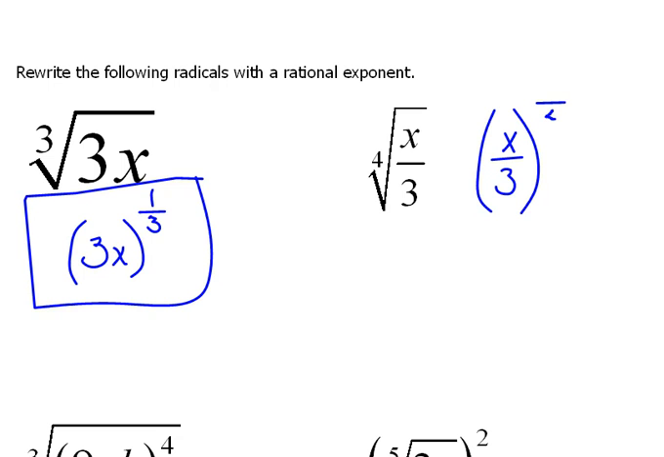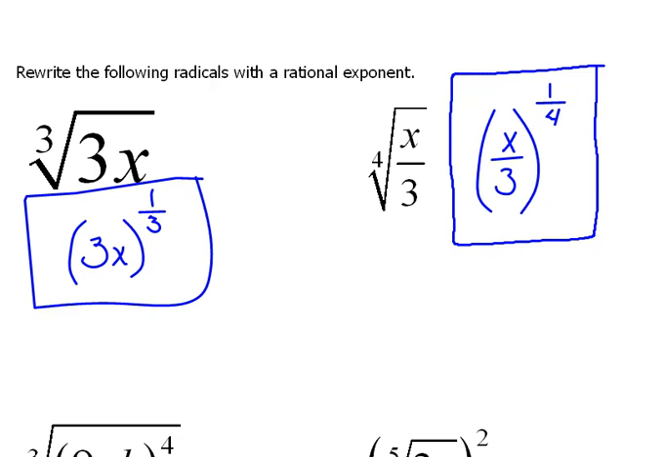The index in this case is a 4. The numerator is the power. This x over 3 doesn't have powers on it, so that's the first power. So this would be the exact same thing. Saying the fourth root of is the same thing as saying raised to the 1/4 power.